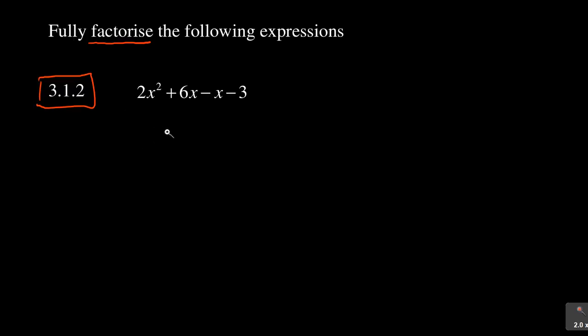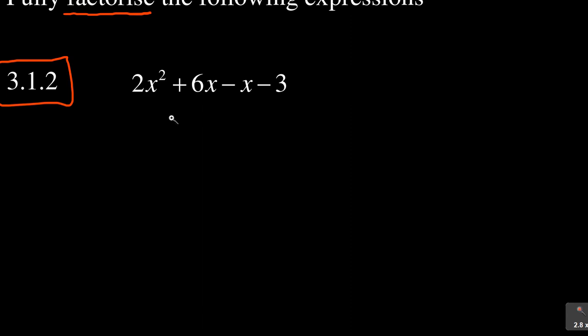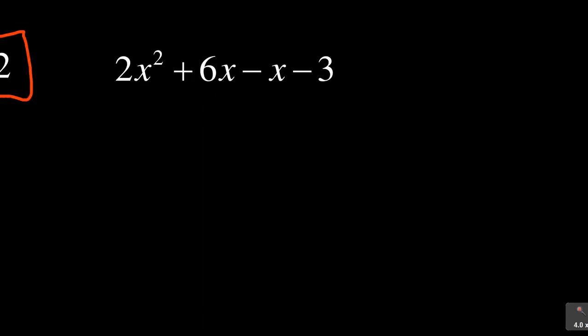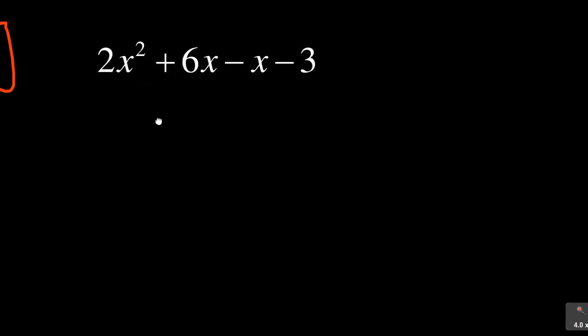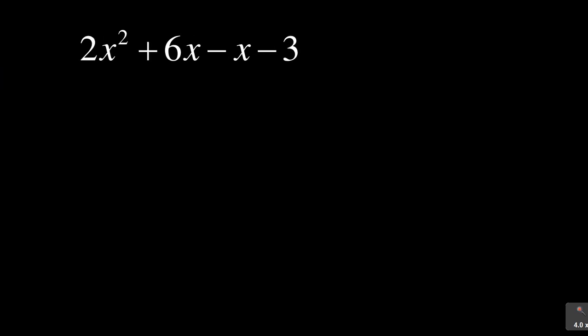Now look at this question. It says you are supposed to factorize 2x squared plus 6x minus 3, minus x minus 3. When there are 4 terms, as you can see, this is 1, 2, 3, and 4.